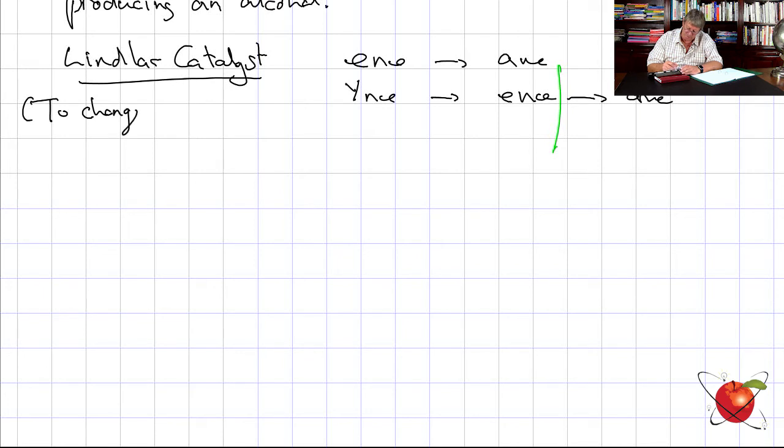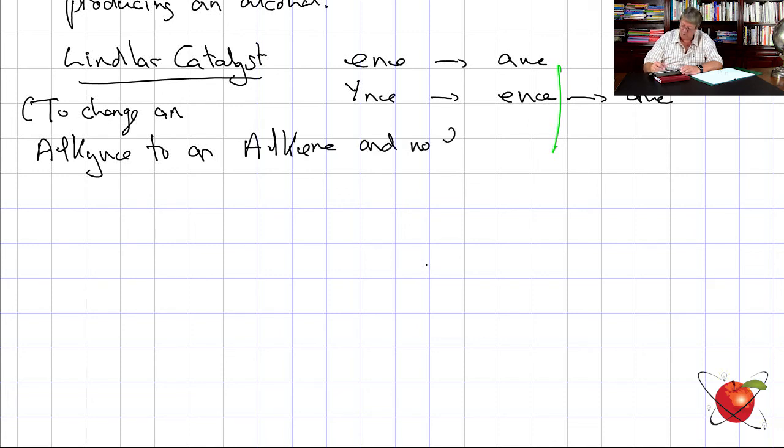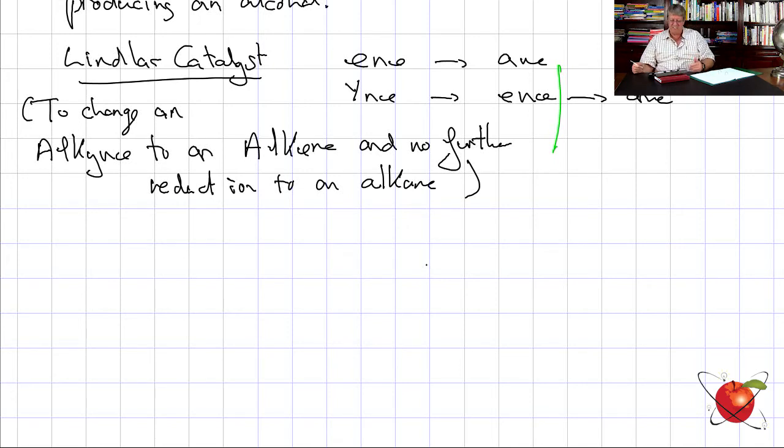So this is to change an alkyne to an alkene and no further reduction to an alkane. So it's changing an alkyne to an alkene and stopping there, not going further to get an alkane.